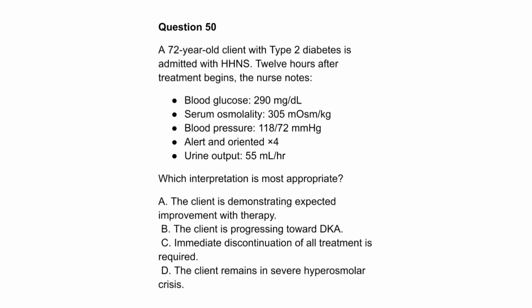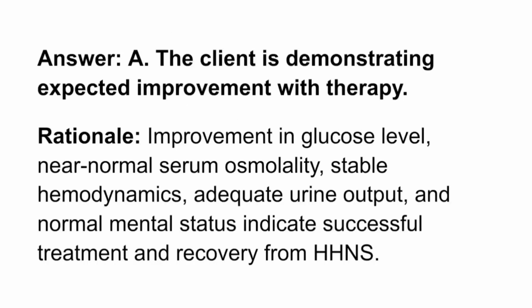A. The client is demonstrating expected improvement with therapy. B. The client is progressing toward DKA. C. Immediate discontinuation of all treatment is required. D. The client remains in severe hyperosmolar crisis. Answer: A. Rationale: improvement in glucose level, near normal serum osmolality, stable hemodynamics, adequate urine output, and normal mental status indicate successful treatment and recovery from HHNS.